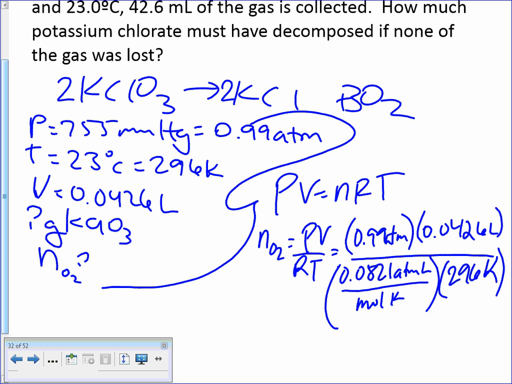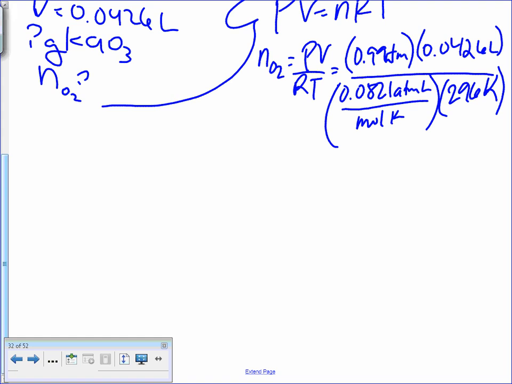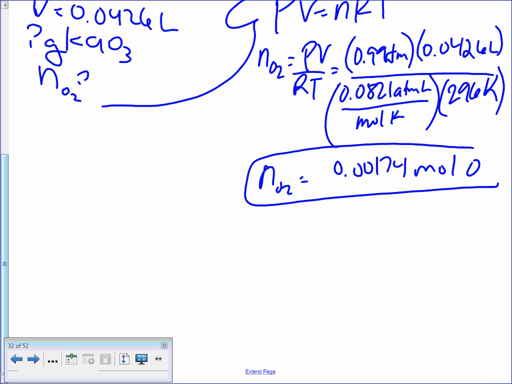I got 0.0017. N was what? 1. I forgot to put my decimal back. Okay, so this is moles of oxygen gas. Okay, then what do I do from there?